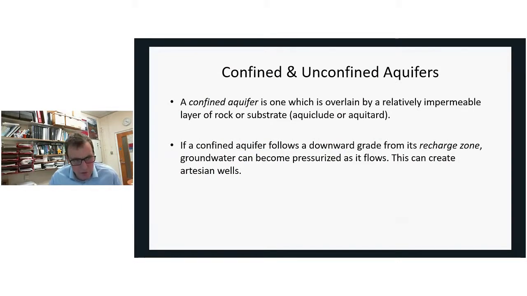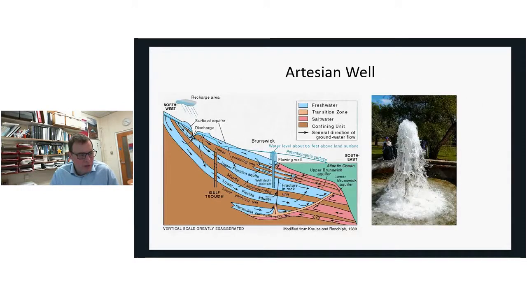A confined aquifer is one which is overlain by a relatively impermeable layer of rock or substrate. If a confined aquifer follows a downward grade from its recharge zone, groundwater can become pressurized as it flows. This can create artesian wells. So here we go, it's filling up here. Water is then going down below a confining section of geology, and because of the height of water, it becomes pressurized, and where it can punch through the geology, you end up with an artesian well. Quite an interesting phenomenon.